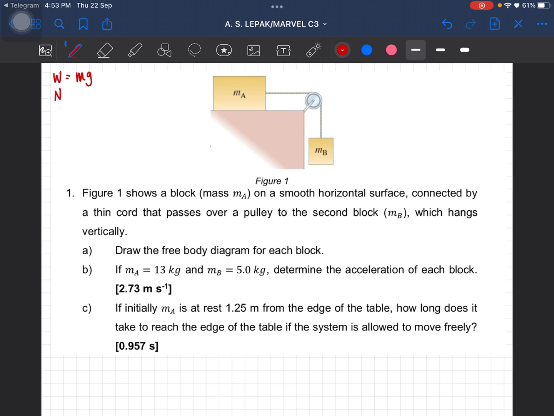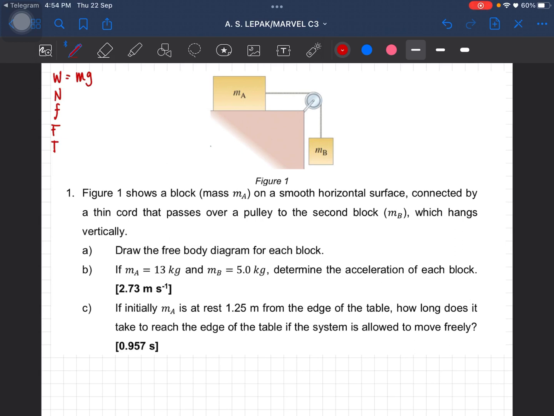Next, we have the friction force, which is only present when there is a rough surface, and the direction is going against the motion. Next, we have the external force. It can either be a push or pull force. And lastly, we have tension. When there is a rope, there would be tension. The tension direction is always going away from the object along the rope.